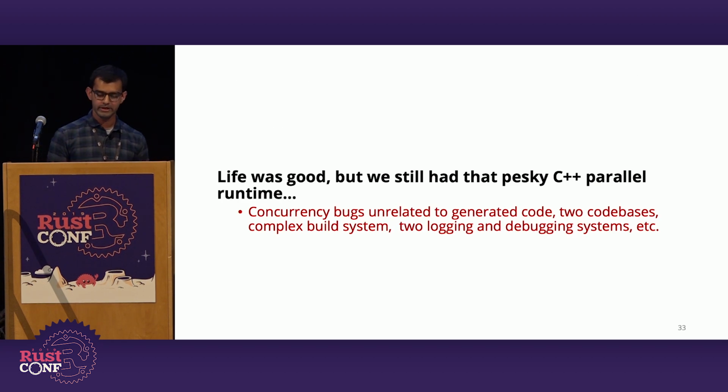So overall, life was pretty good, but we still had that pesky C++ runtime, and that led to the usual host of issues. We had concurrency bugs that were unrelated to the generated code. We had two code bases, which wasn't fun. We had a more complex build system, so we still had some nested makes left in there somewhere. We had two logging and debugging systems, so just small usability things like that.